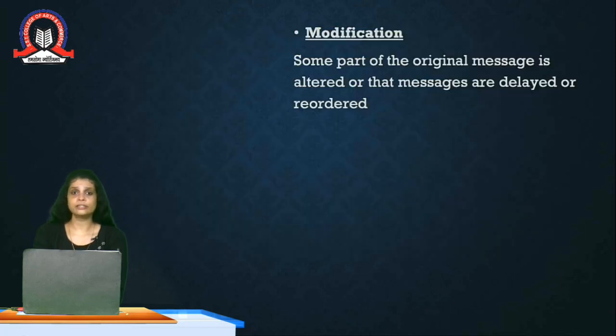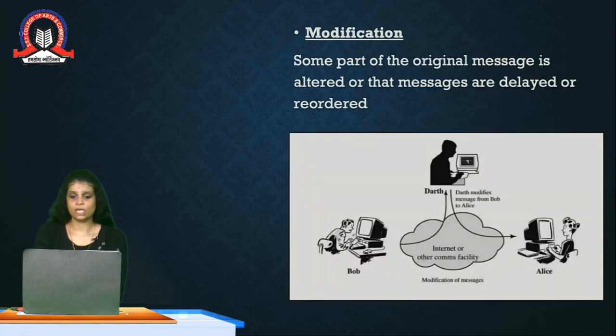The third category of this attack is modification. As the name suggests, modification is just altering or making changes to our message. Some part of the original message is altered, or the messages are delayed or reordered. The attacker delays or modifies or changes the messages according to him. But Alice thinks that the actual message has come from Bob, while in between, a modification is done by the attacker.